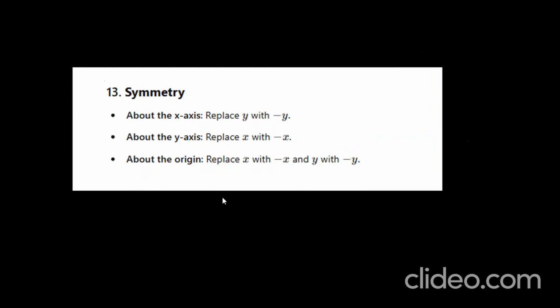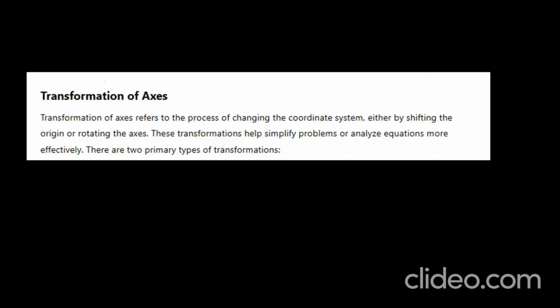Next, transformation of axis. Transformation of axis refers to the process of changing the coordinate system, either by shifting the origin or rotating the axes. That means you are changing either the distance or the angle. These transformations help simplify problems or analyze the equations more effectively. There are two primary types of transformations. What are the two primary types?